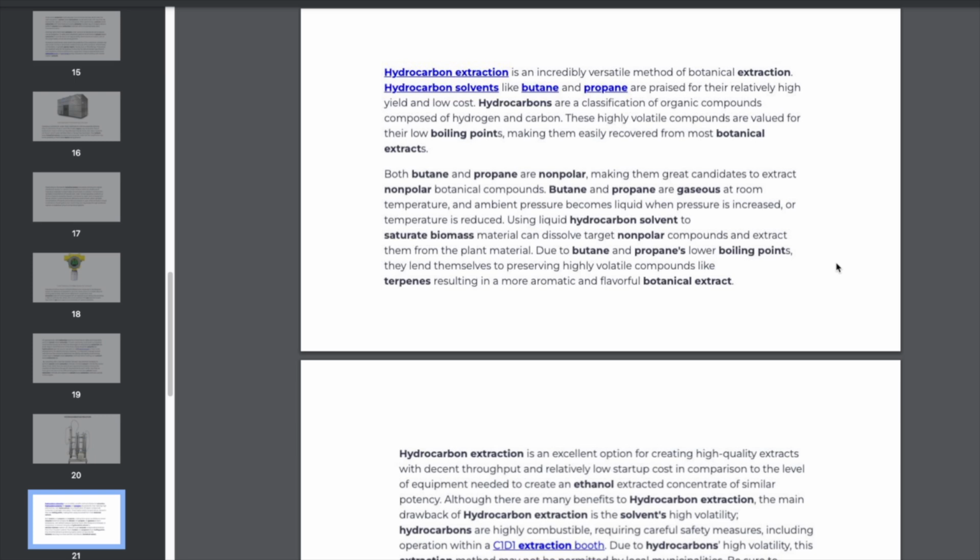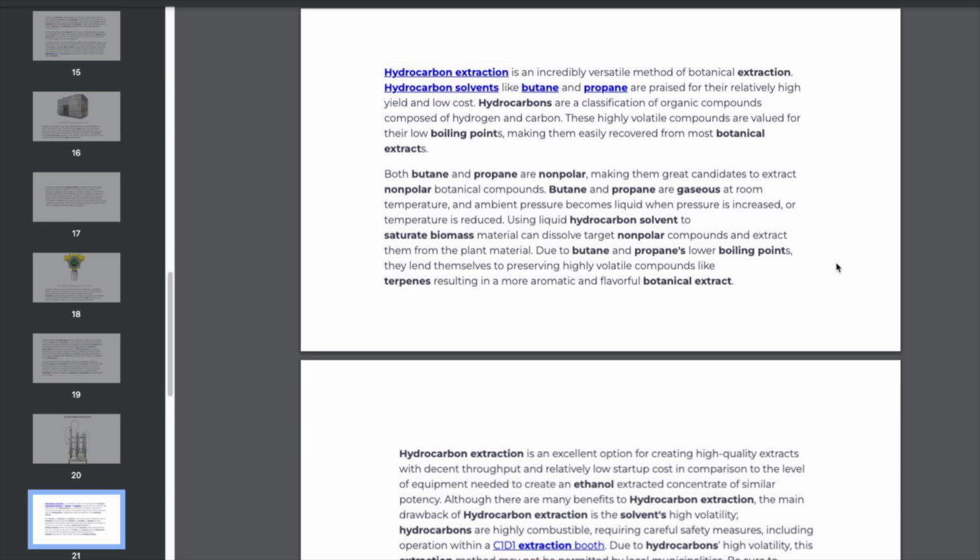Both butane and propane are nonpolar, making them a great candidate to extract nonpolar botanical compounds. Butane and propane are gaseous at room temperature and ambient pressure, but become liquid when pressure is increased or temperature is reduced. Using liquid hydrocarbon solvent to saturate biomass, the material can dissolve nonpolar compounds and extract them from the plant material.